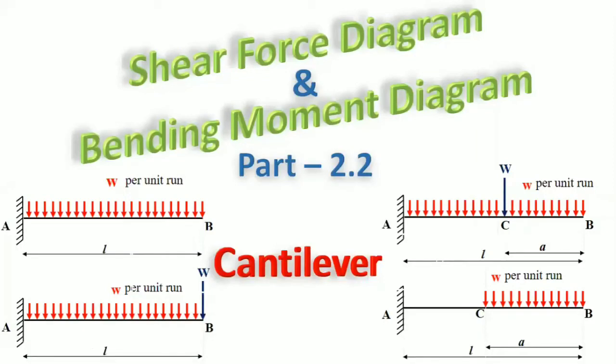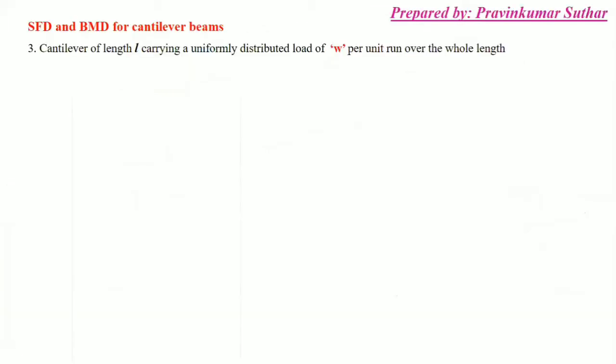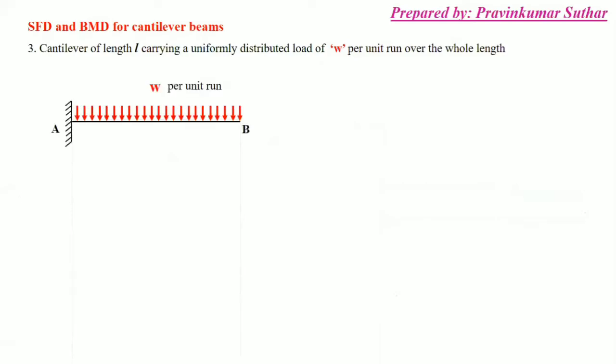Hello friends, so now this is the shear force and bending moment diagram for a cantilever beam. This is simply part 2.2. In this, case 3 is a cantilever of length L carrying a uniformly distributed load of small w per unit run over the whole length. So simply this is a cantilever beam which is having a UDL throughout the length, and in this there are 2 points A and B, and the length of the cantilever beam is L.